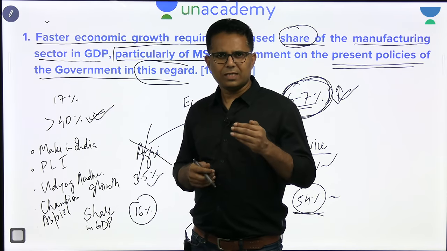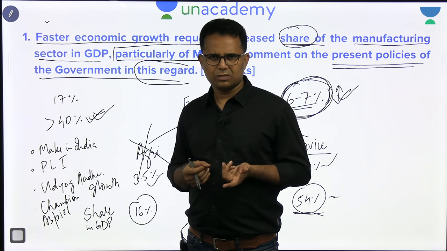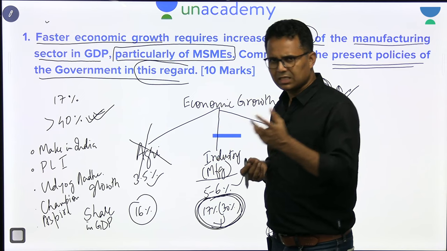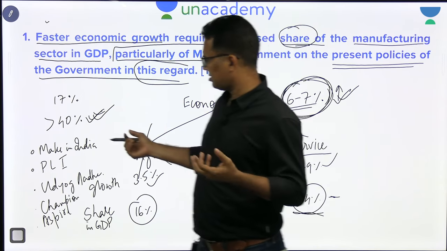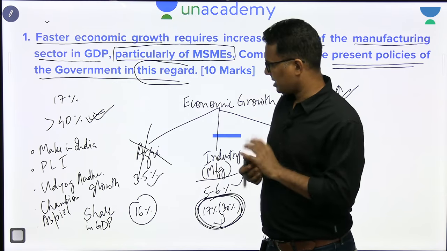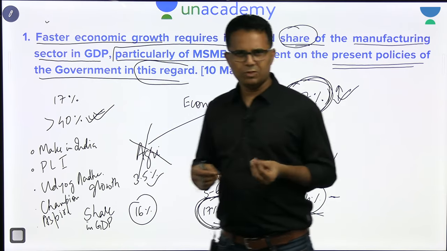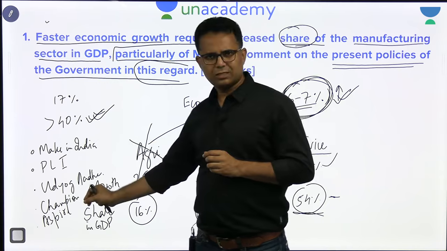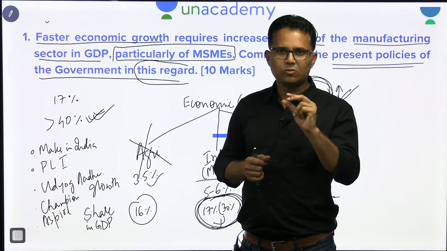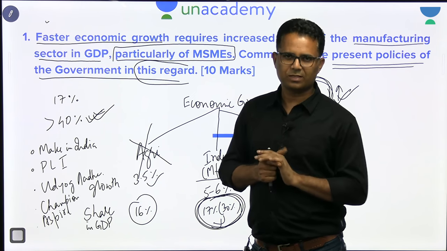You just need to tell one or two successful examples of Make in India. For example, rail factories in Kapurthala and Tamil Nadu, then the Nokia factory, the Samsung factory in Noida, leading to phones. PLI scheme, you may also write. So one or two lines regarding all these things, and how it is leading to an increase in the share of manufacturing.